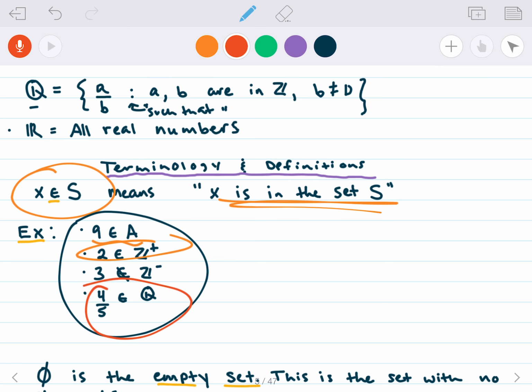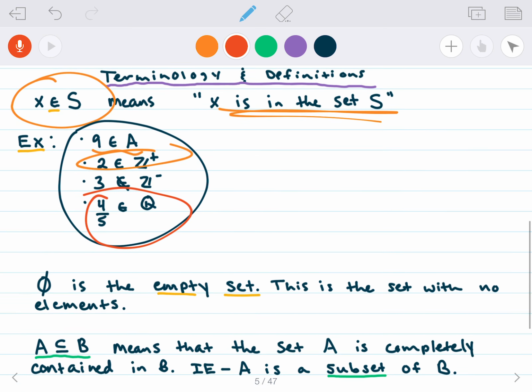And 4 over 5 is in the rationals. Okay. Next thing is this null set. This is the empty set. Okay, so this is the set with no elements. The empty set is contained in every set.